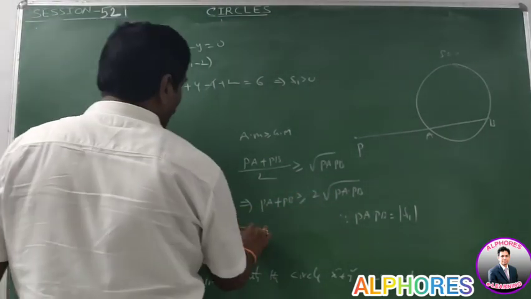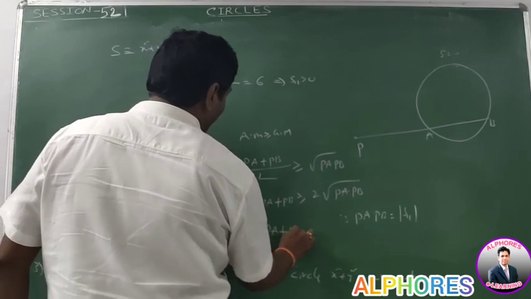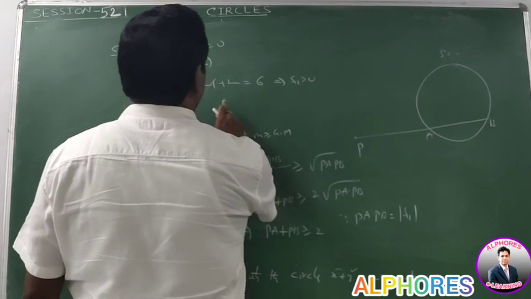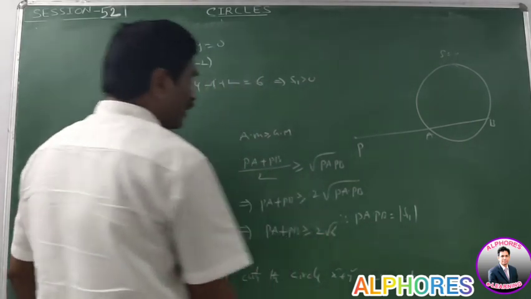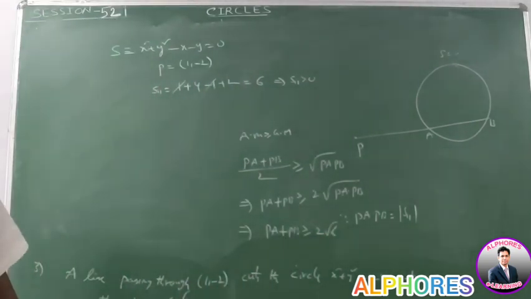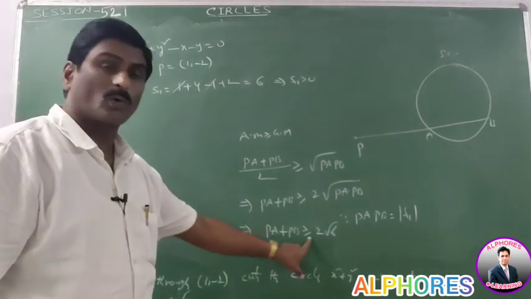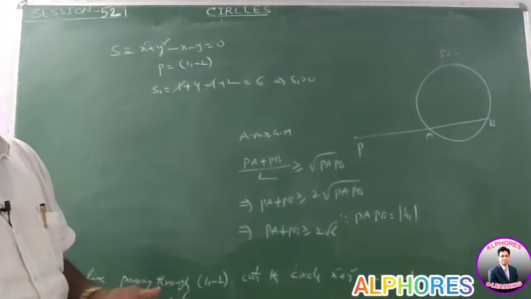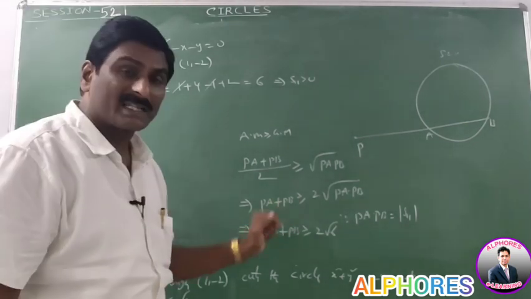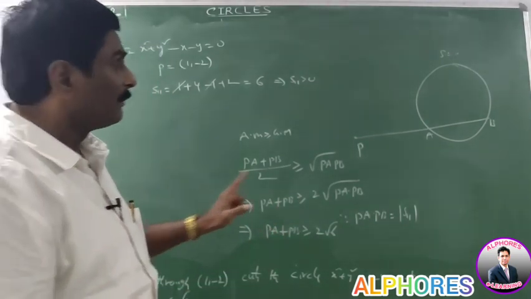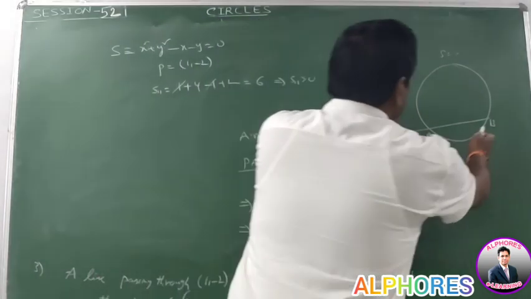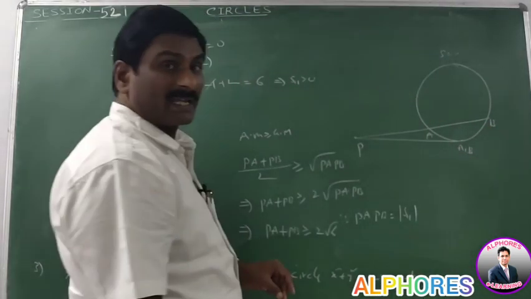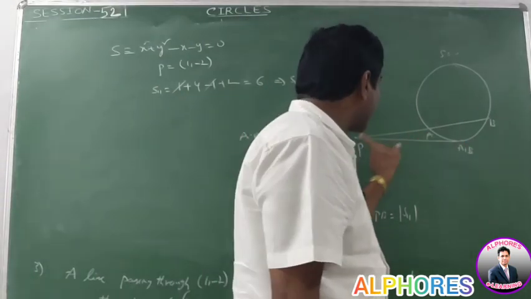That means PA + PB is always greater than or equal to 2√S11, and the S11 value is 6, so 2√6. The minimum value of PA + PB is 2√6. Please note this point: the minimum value 2√6 is possible when PA is equal to PB. PA equal to PB means A and B coincide. Suppose A = B; that means it is the tangent.